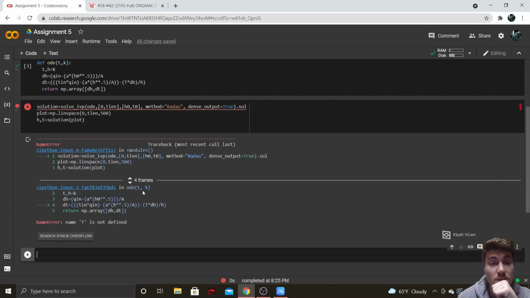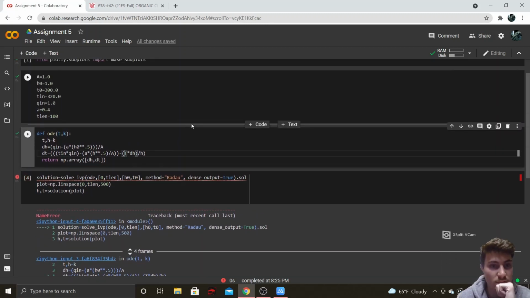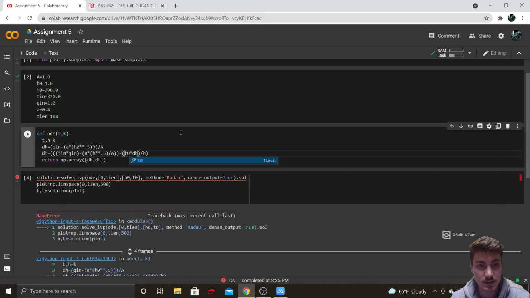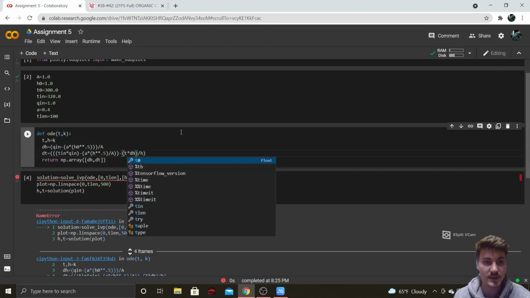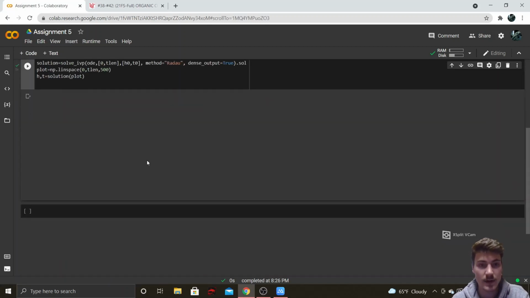Name T is not defined. Where did I put T? Right there. Our temperature, that should be T. It should be T. That's what it was. So T right there, make sure that nothing else is there. Okay. So I can run that, and then I can run that again.